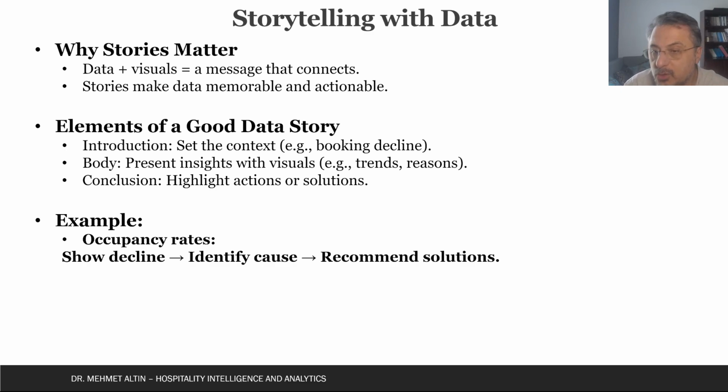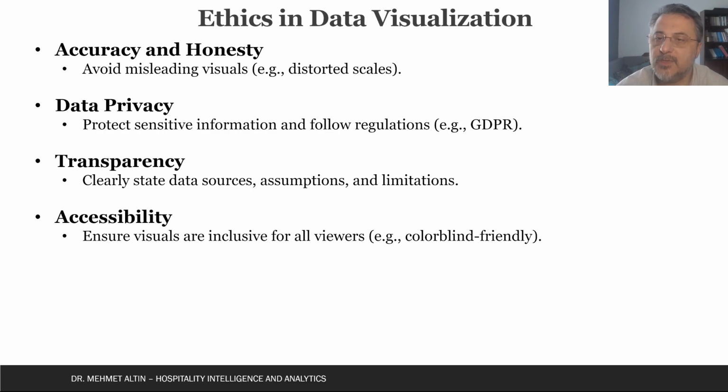And the conclusion, of course, in good business analytics using visuals, you need to end with a clear message and solution. For example, by adjusting our pricing strategy, targeting specific guest segments, or doing a promotion, whatever you can think of, I'm just making this up, we can increase bookings by 15%. So you introduce, you show visuals, you present the insights, then offer some kind of solution.